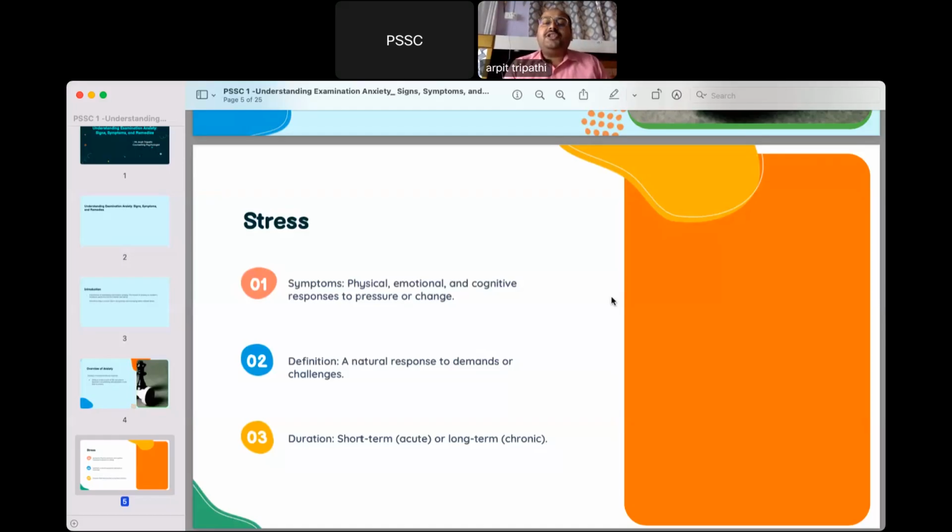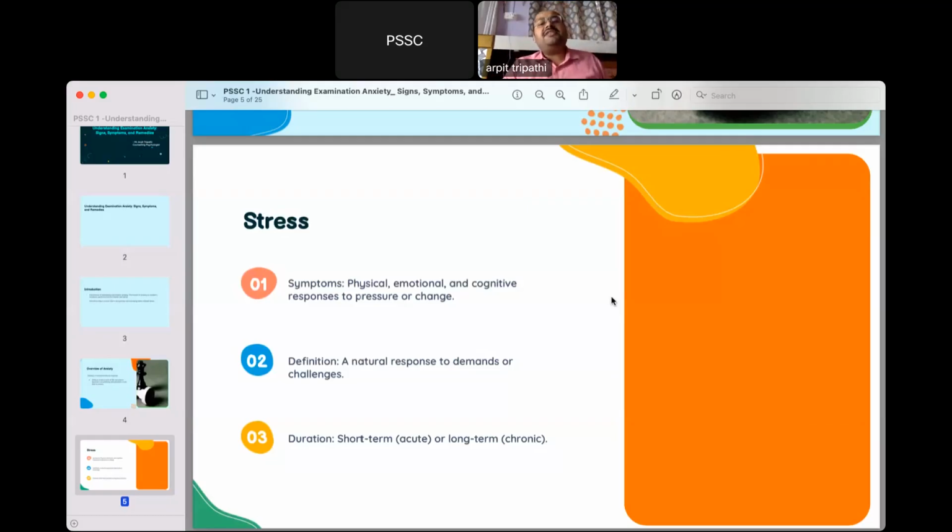The duration: long term and short term. So if stress persists for a short term, it is called acute stress. And if stress persists for a long term, it is called chronic stress.